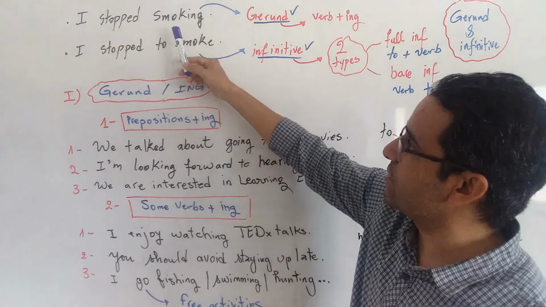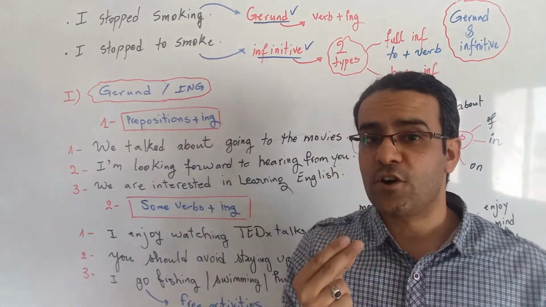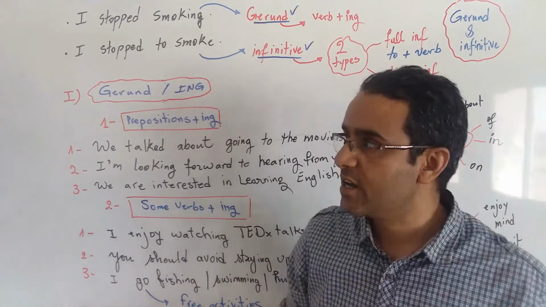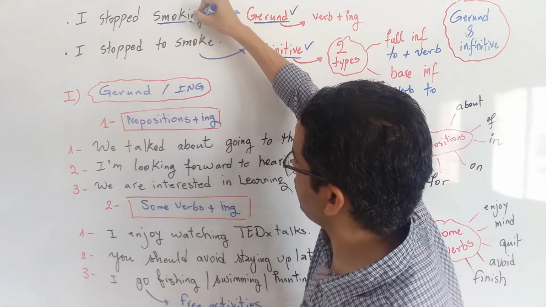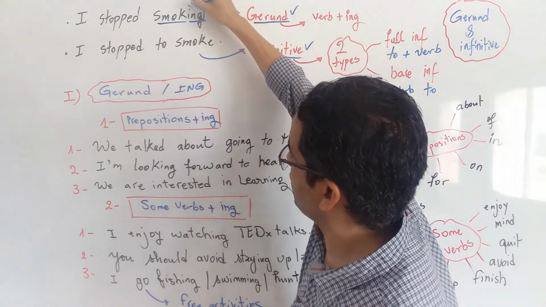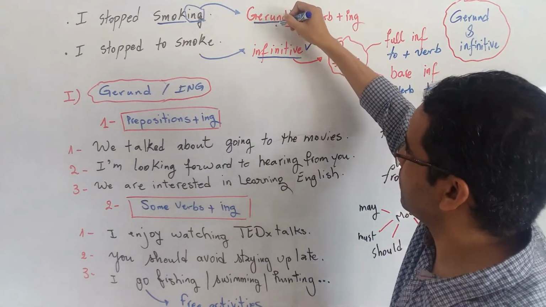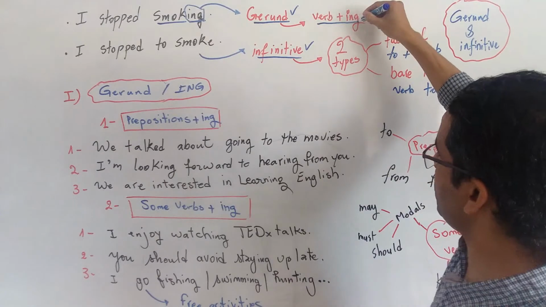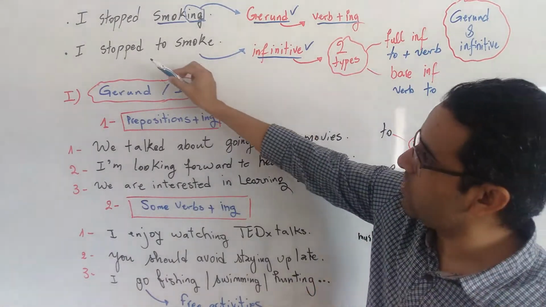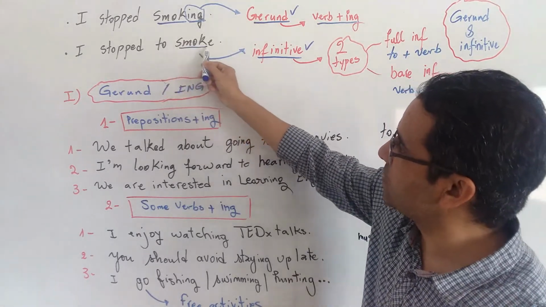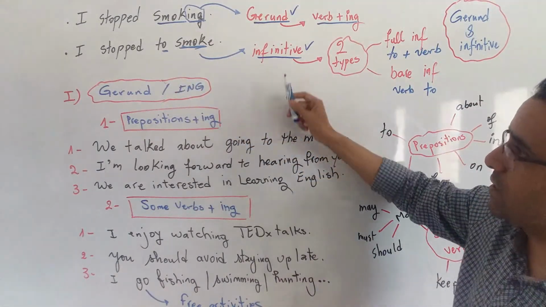So the first thing we have here is smoking, and of course you know smoking, the verb is smoke, so we've got smoke plus ing. This ing, that's what is gerund. It is made of verb plus ing. The second thing, I stopped to smoke, so again this is the verb, plus to, this is called infinitive.